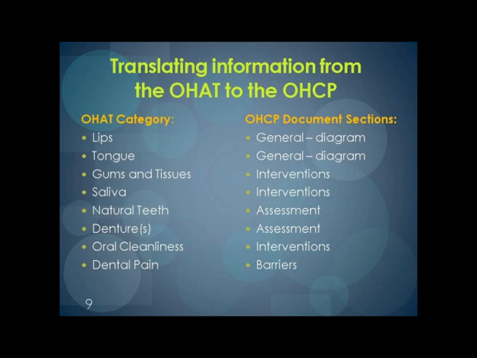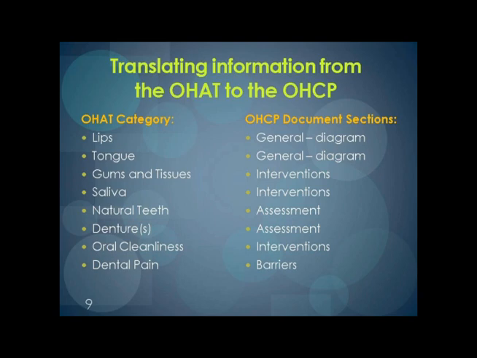The observations from the first 4 categories of the OHAT, that is lips, tongue, gums and tissues, and saliva, can be translated to the general section diagram of the care plan and/or the interventions for oral hygiene care section. The assessment of natural teeth and dentures will be covered in the next slides. Oral cleanliness is another category in the OHAT that will lead the assessor to make recommendations under the interventions for oral hygiene care section of the care plan.